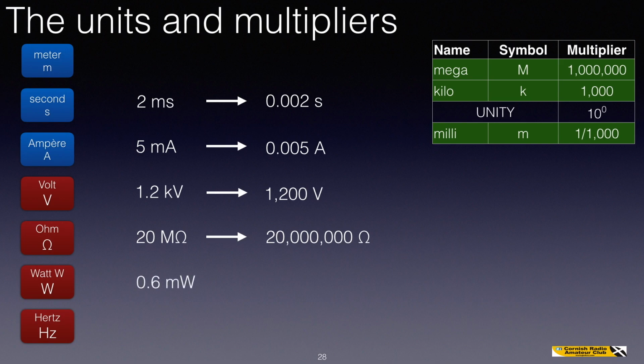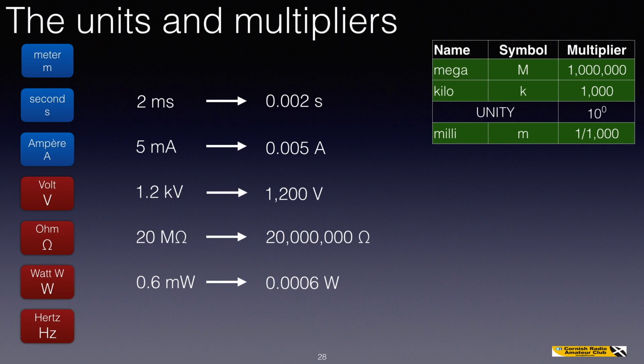0.6 milliwatts. Again, this time I'm hopping to the left, so I put some leading zeros in on the left, and I hop 3 places. So my 0.6 becomes 0.0006 watts.